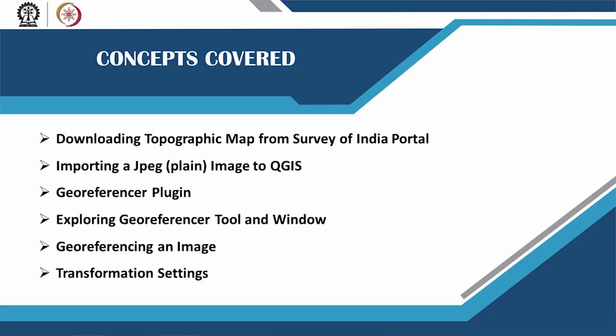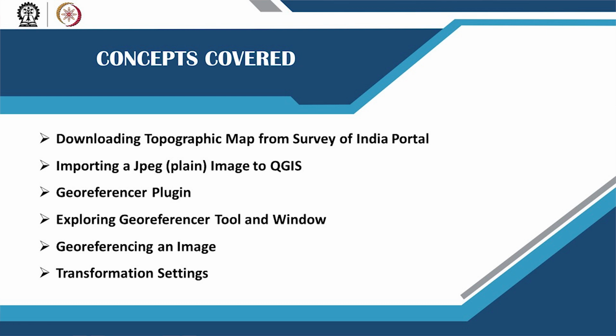So the concepts covered in this particular session will be downloading the topographic map from Survey of India portal, importing a JPEG image into QGIS, georeferencing plugin, exploring the georeferencer tool and window, georeferencing an image using various options, and finally we will also see how to transform the settings for a plain ungeoreferenced image to a georeferenced image.